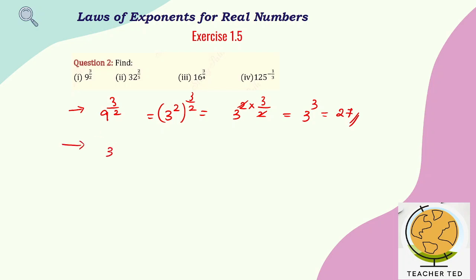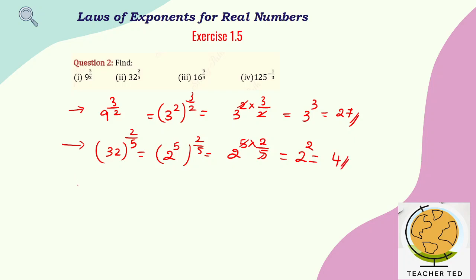Second problem, 32 to the power of 2 by 5. So 32 is 2 to the power of 5. So 2 by 5, take 5 outside, 5 into 2 by 5, the 5 gets cancelled. The 2 squared is the one which is left behind. So 2 into 2 gives the answer as 4.